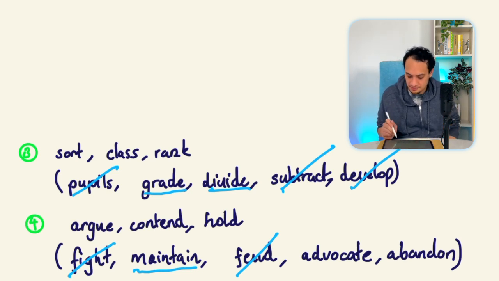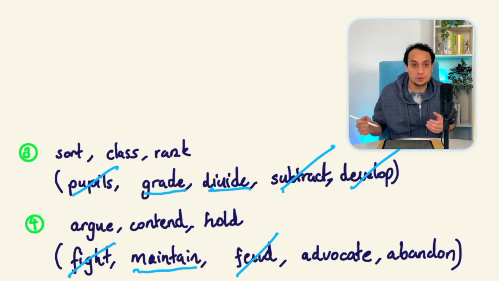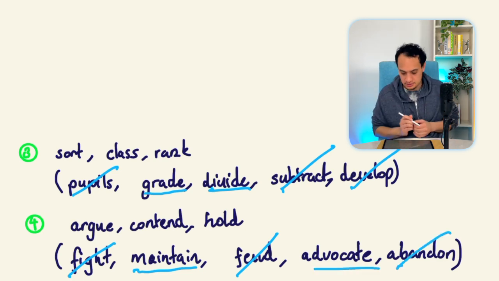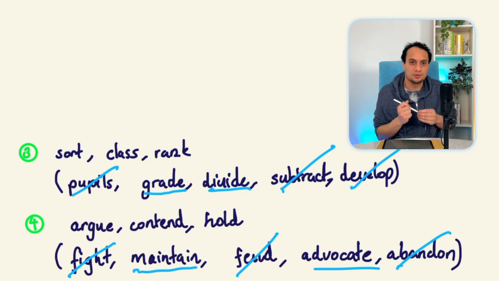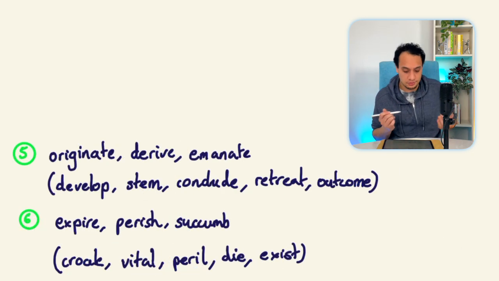Then we've got abandon, which is an antonym, because if you abandon your idea or abandon what you believe, then that's the opposite of contending or holding that idea. So I'm going to get rid of that. And we're left with advocate. So our two answers are maintain and advocate. So you can see how important it is to have a wide vocabulary. So let's move on to our final examples.